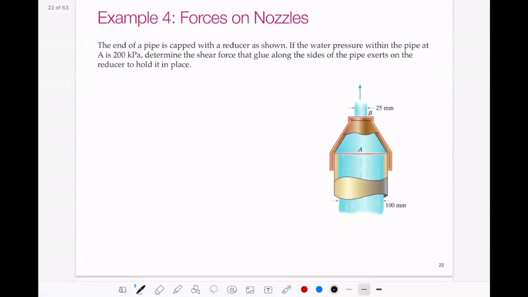So let's look at the force acting on a nozzle. The end of a pipe is capped with a reducer as shown. If the water pressure within the pipe at A is 200 kPa, determine the shear force that glue along the sides of the pipe exerts on the reducer to hold it in place. So if this is water, and we're going to do our momentum analysis on this, we can assume it's ideal.